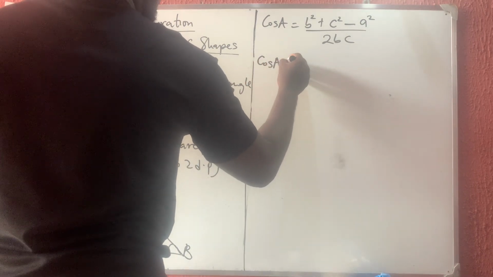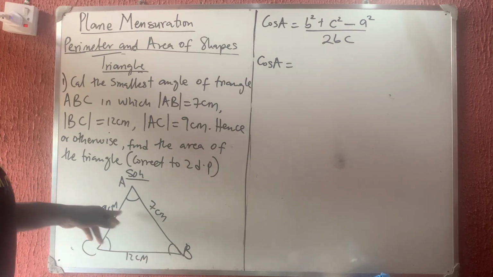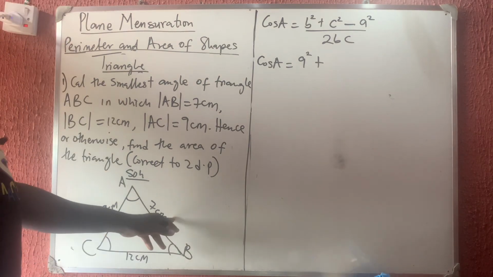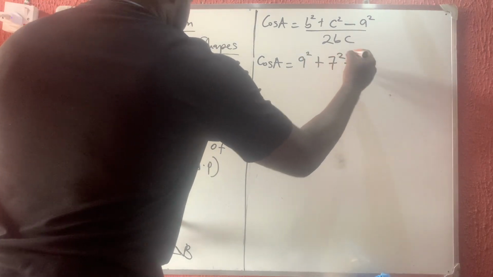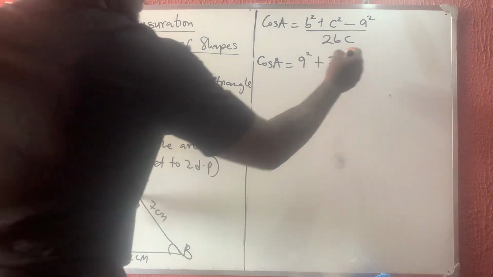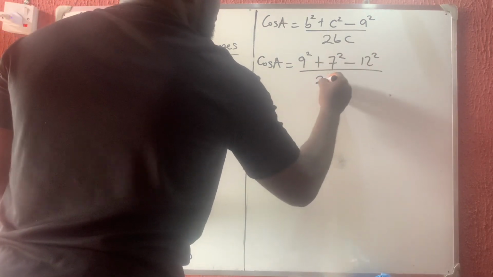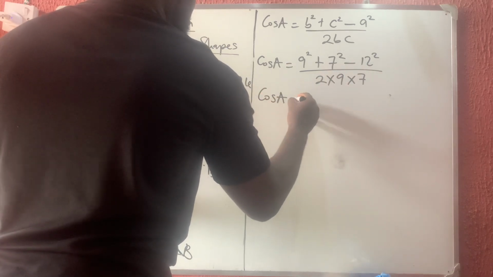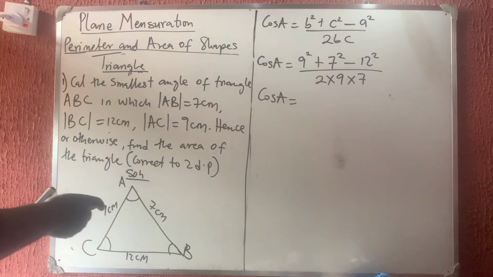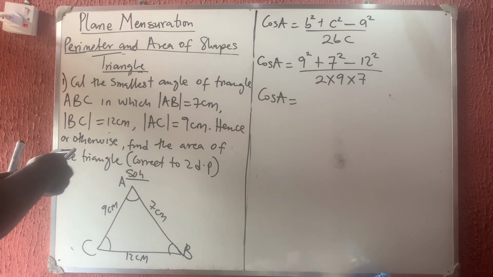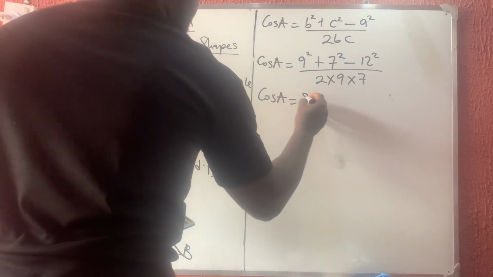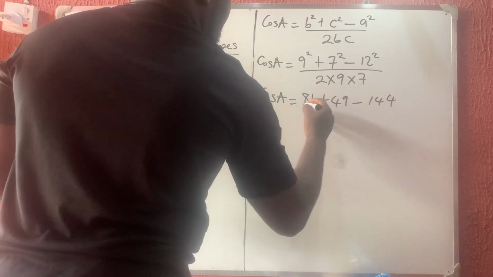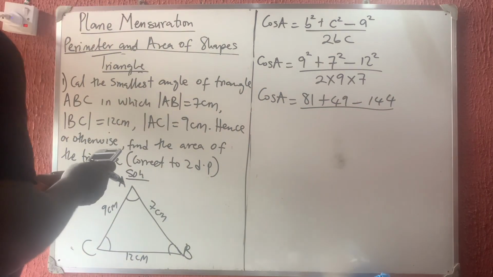So therefore cos A will now be, what is my B? B is the side that is facing angle B, which is 9 squared, plus C is the side facing angle C, which is 7 squared, then minus A is the side facing angle A, which is 12 squared, all over 2 times the same 9 times the same 7. So therefore cos A is equal to, let us do that. 9 squared is 81. So I have 81 plus 49 minus 144, then all over 2 times 9 times 7.